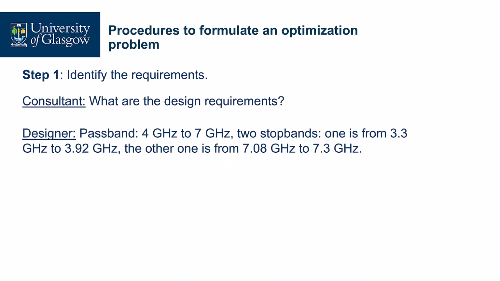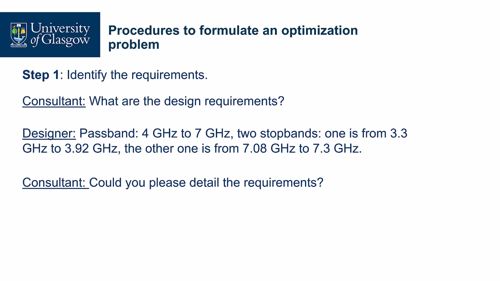The designer will say, okay, the passband is 4 gigahertz to 7 gigahertz, and we have 2 stop bands. One is from 3.3 to 3.92, and the other one is from 3.08 to 7.3 gigahertz, right? So this could be the engineer's response without knowing this knowledge. This is just their bare design specifications. However, maybe you don't understand what is passband, what is stop band, right? Then you can ask, could you please detail the requirements?